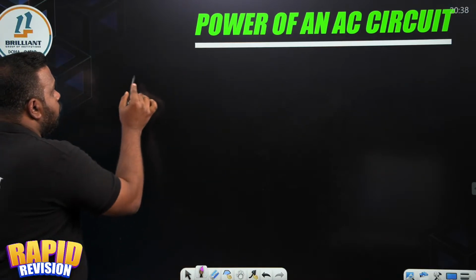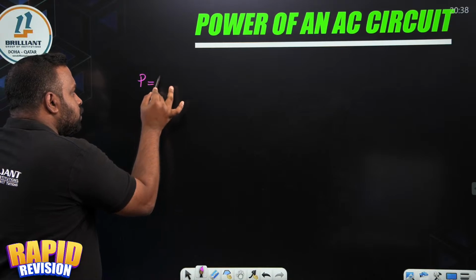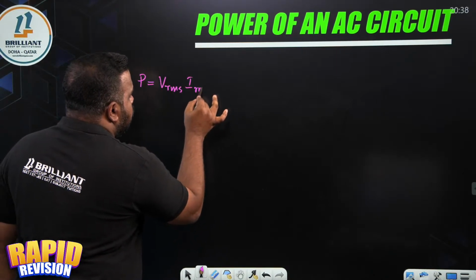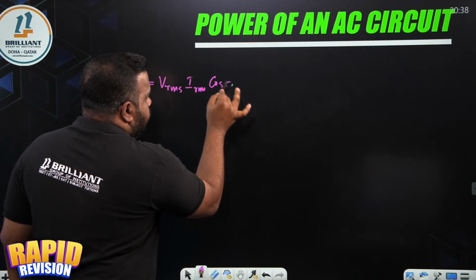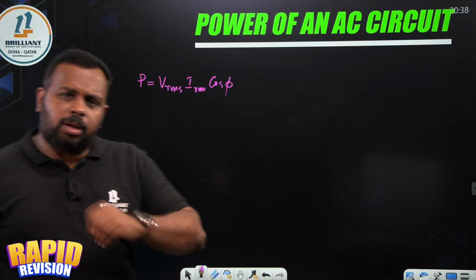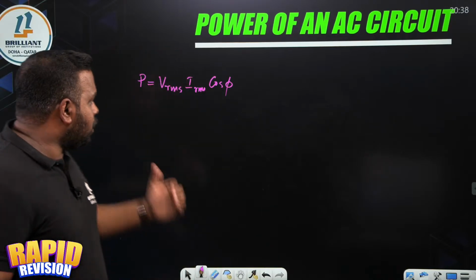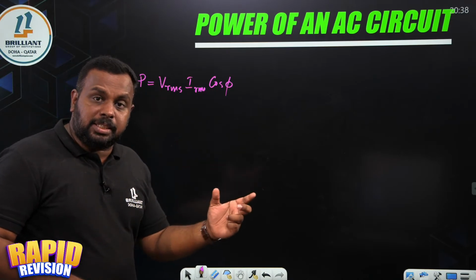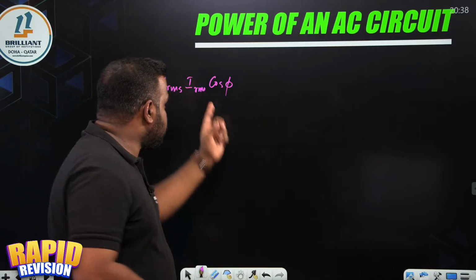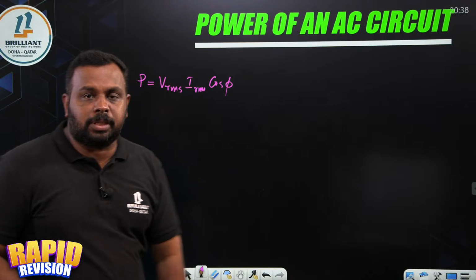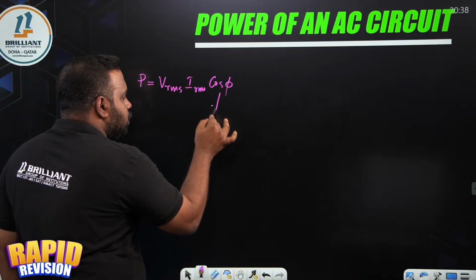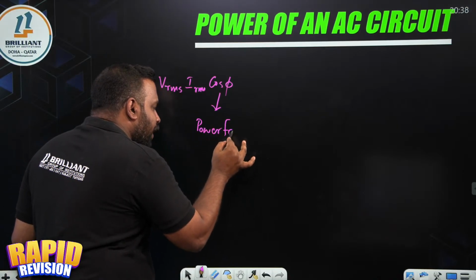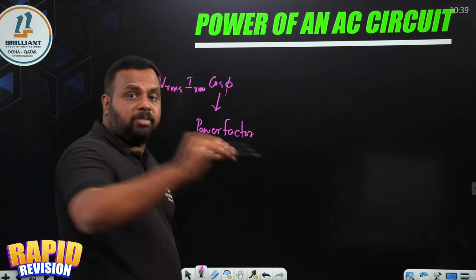The average power formula is what? Vrms into IRMS into cos phi. You can use this formula for any AC circuit. Vrms IRMS cos phi. What is cos phi? Phi is the phase difference here, and students, please note that cos phi is the term that is determining the power, and because of that reason this cos phi is known as the power factor. Very important point, power factor.